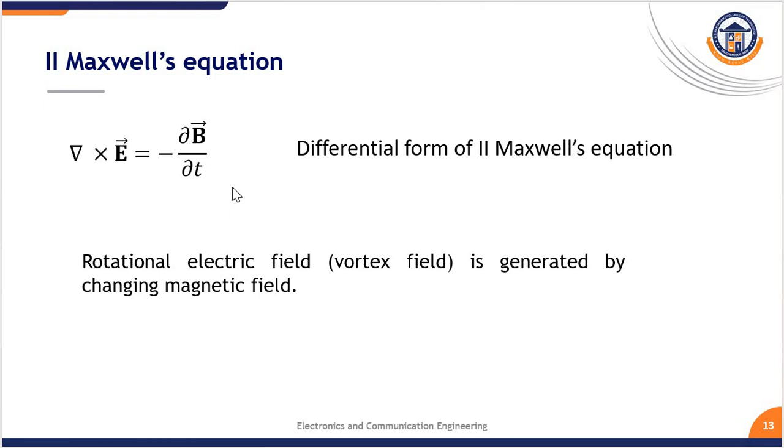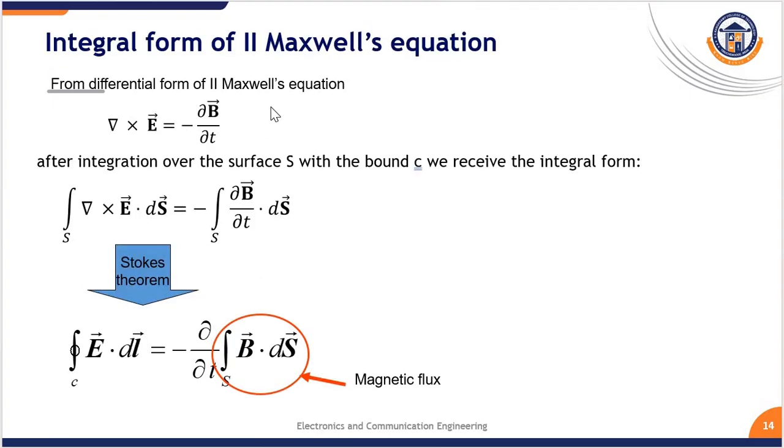Second Maxwell equation: del cross E vector equals minus dou B by dou t. This is the differential form of the second Maxwell equation. A rotational electric field, a vortex field, is generated by a changing magnetic field. Integral form of the second Maxwell equation.